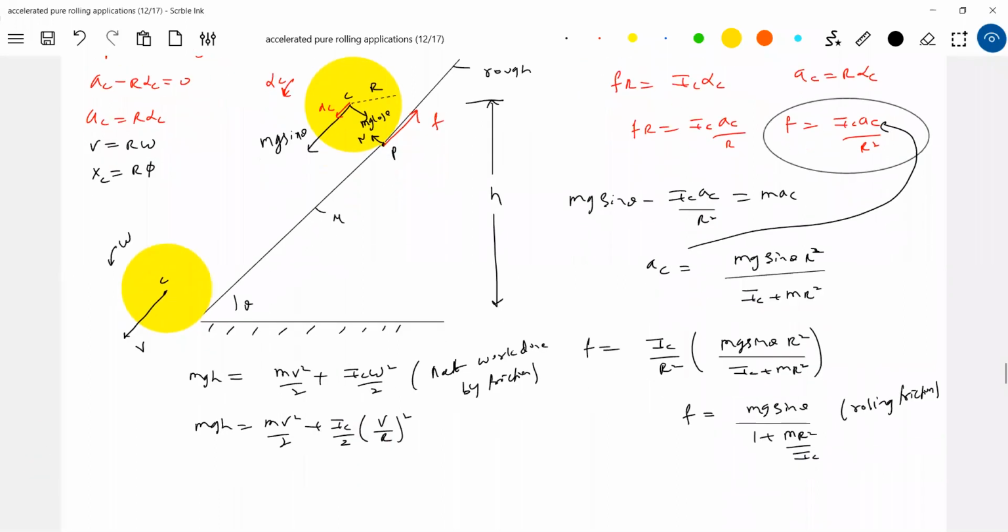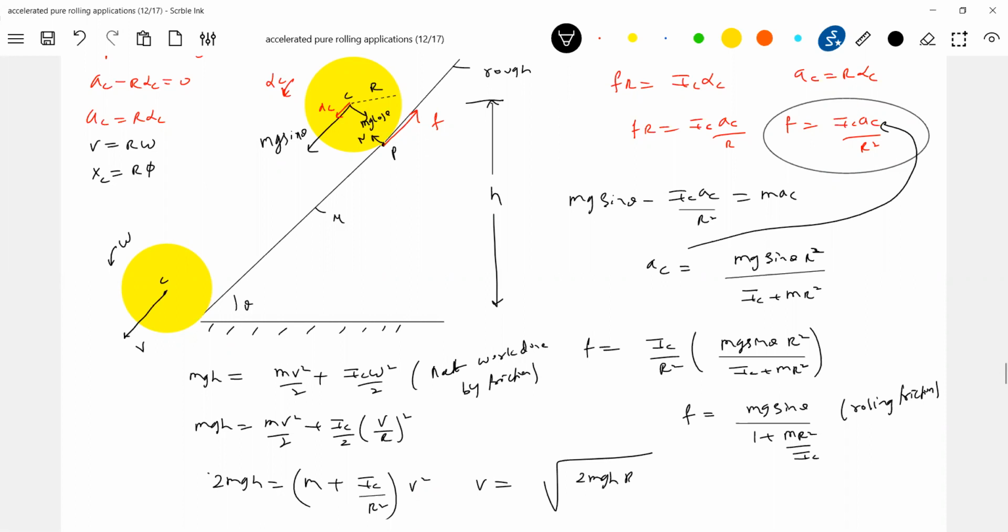So let me write it. This will be 2mgh is equal to (m plus Ic by r square) v square. So what is the expression for V? V will be 2mgh r square by (mr square plus Ic). Well, will all the spheres have same speed when they reach the bottom of the incline? No.